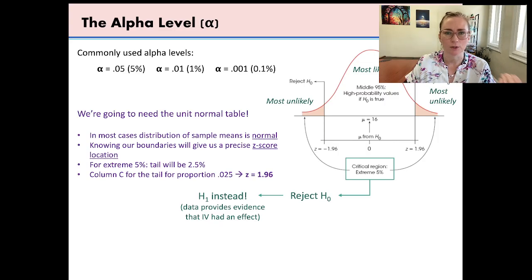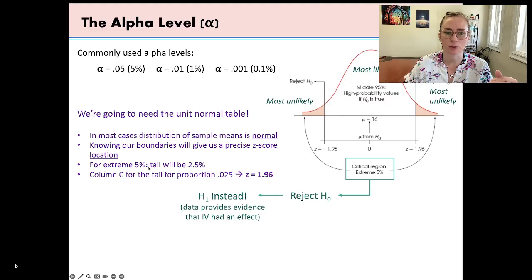So in order to do this, when we actually have problems that go into, are these two things significantly different, we're going to be using the unit normal table again, and we're going to use z-scores again. So in most cases, the distribution of sample means is normal, especially if we have more than 30 individuals, which we talked about. Knowing our boundaries will give us a precise z-score location, right?